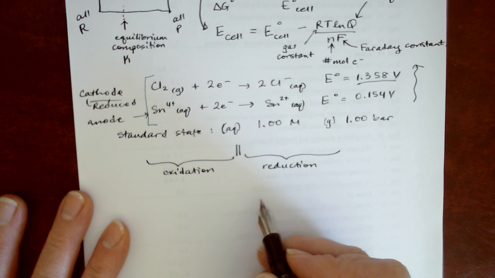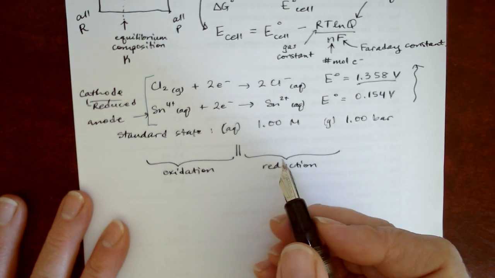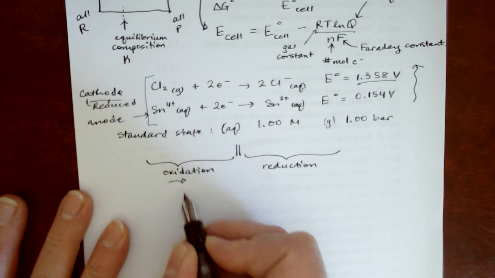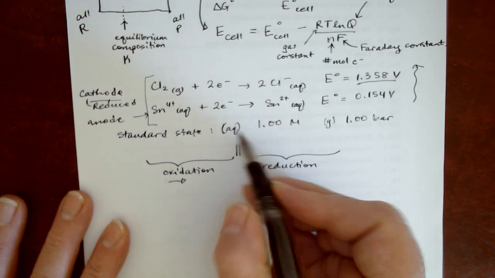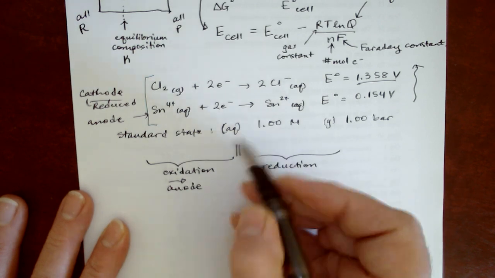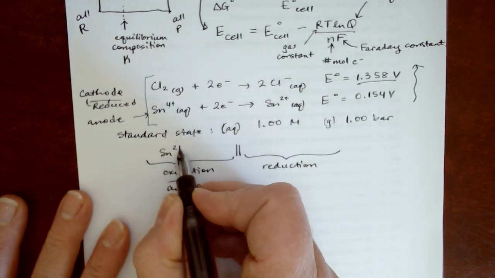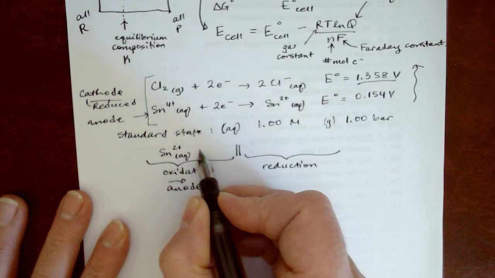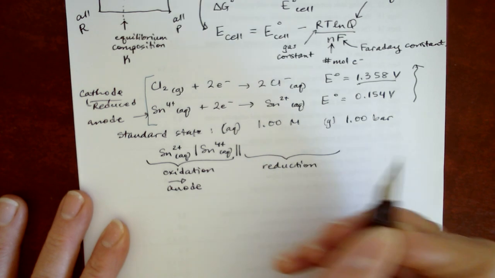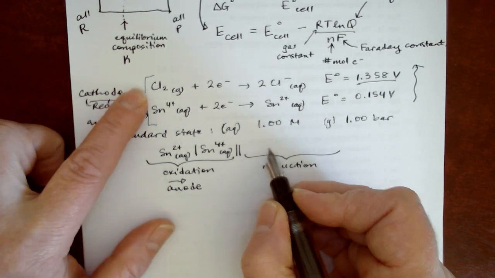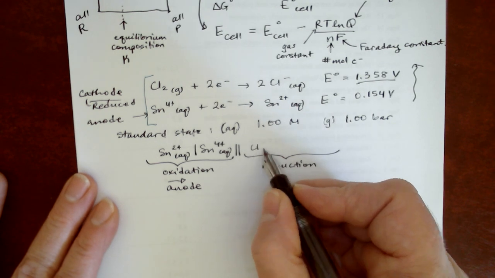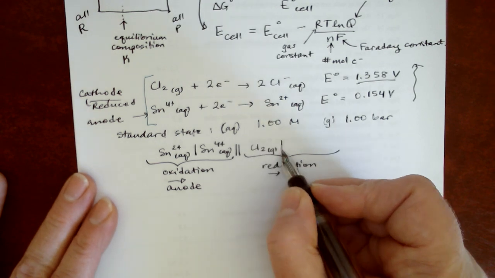And so the oxidation means that we're going to go in the direction of loss of electrons. So our anode is the one that is doing the oxidation, so that's tin. So we're going to go from tin 2 plus to tin 4 plus. And then chlorine is going to go in the direction of the reduction, which it already is. So chlorine gas and 2 chloride.